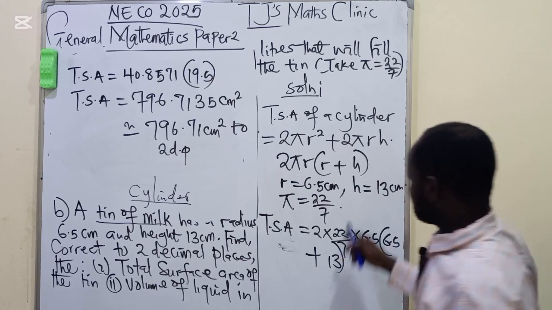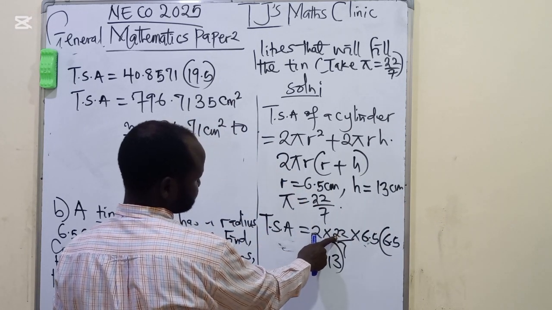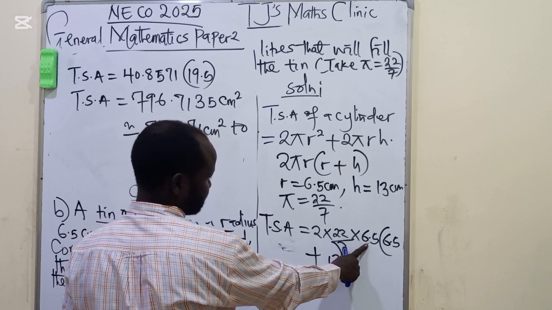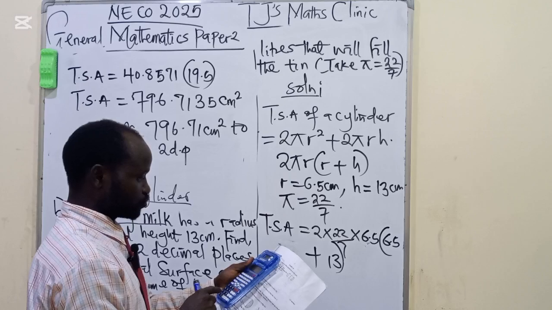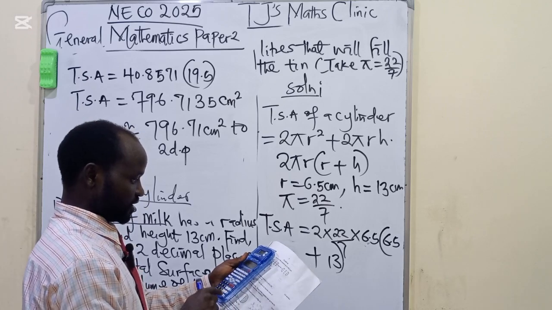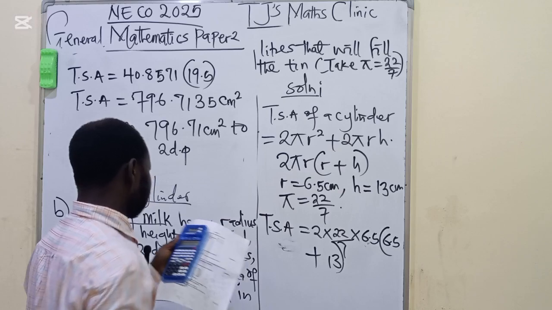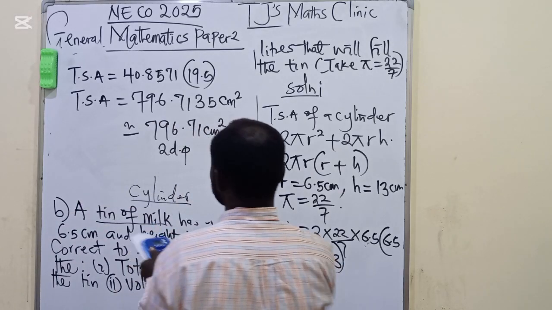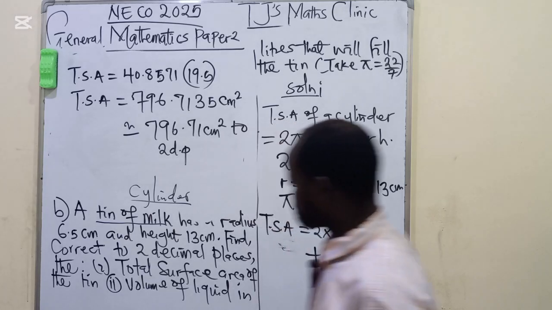Okay, so let's check. We have 2 pi r, that's 2 times 22 times the radius 6.5 divided by 7. Yes, let's do it again: 2 times 22 times 6.5 divided by 7. Yes, it will be 40.8571 multiplied by 19.5, which is correct. So that is the solution to part one.